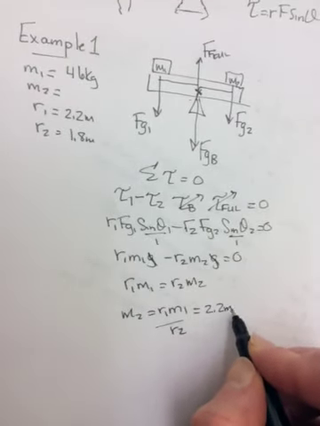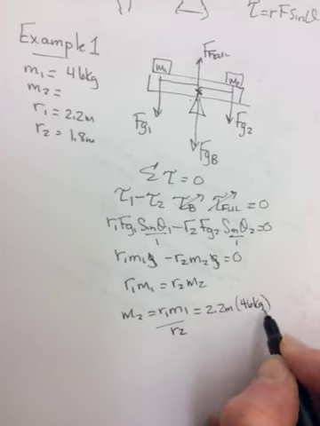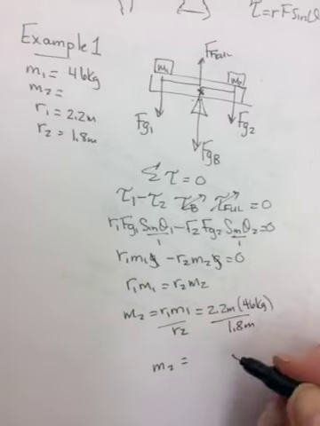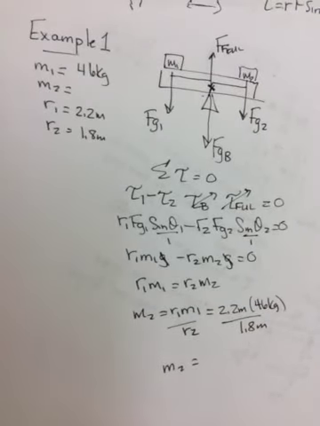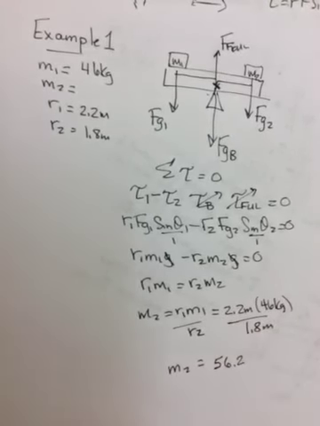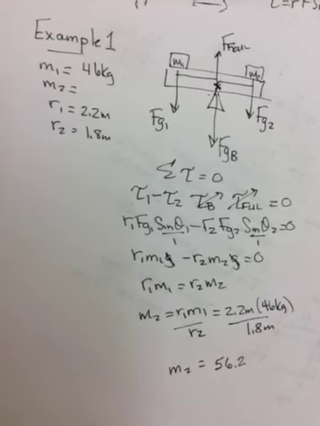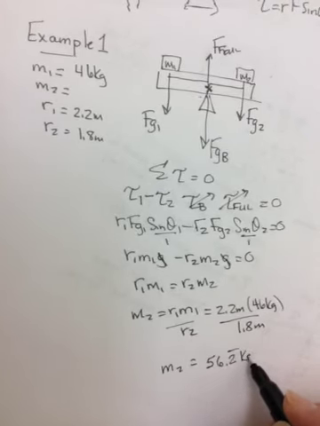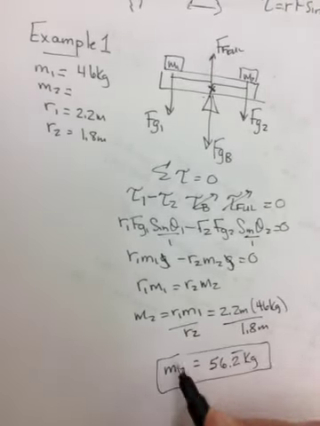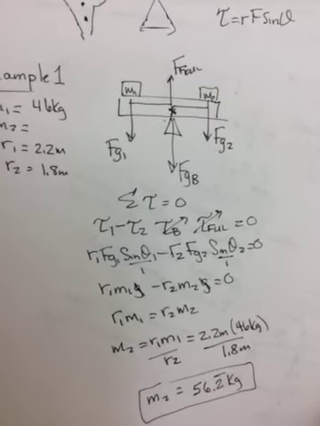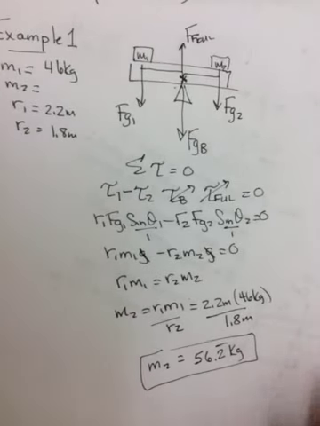So 2.2 meters times 46 kilograms, divided by 1.8 meters. When you do this, you should get a mass of 56.2 repeating kilograms. It's just that easy. The ones I'll give you for the first night will be that easy, and then we'll move on. Very good.